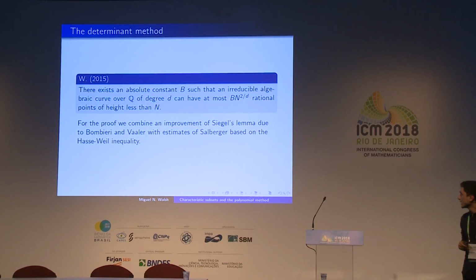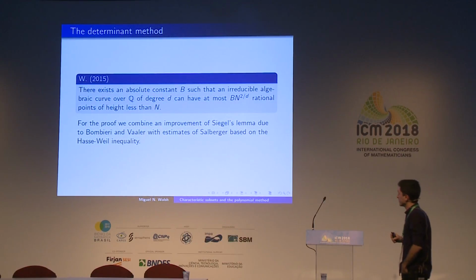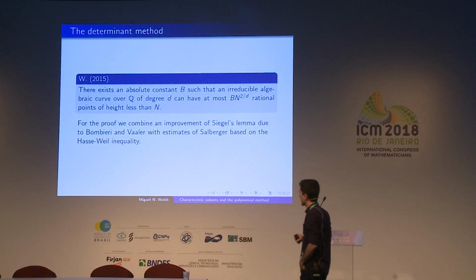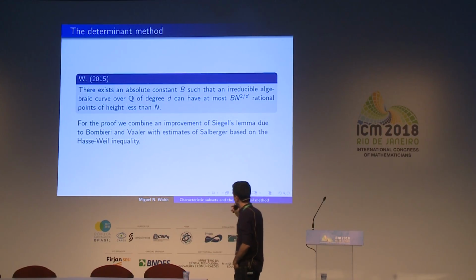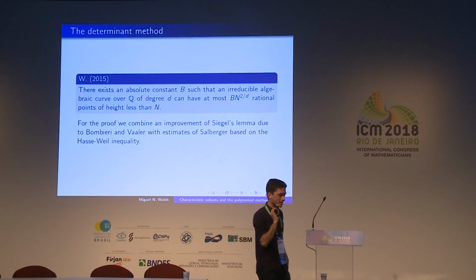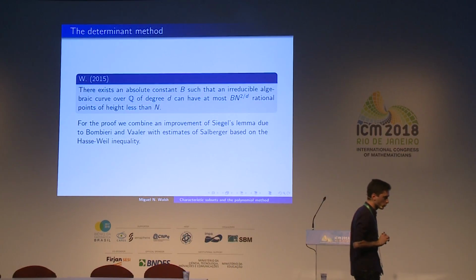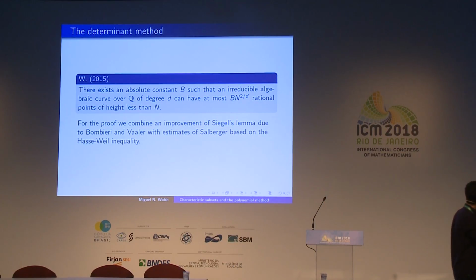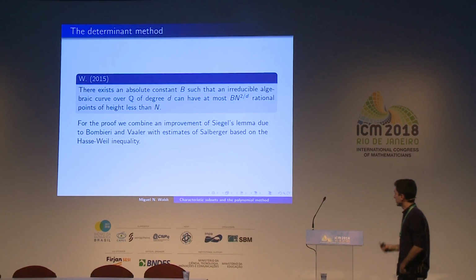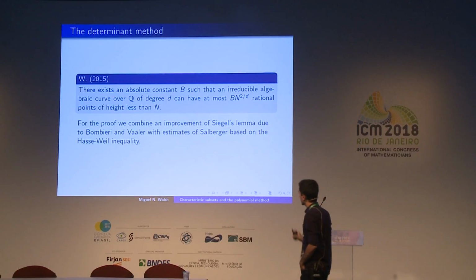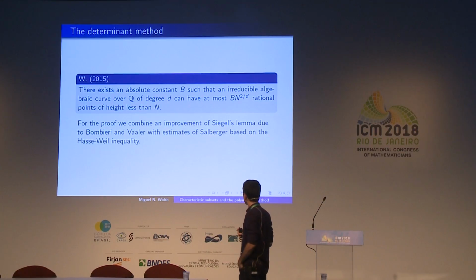For the proof, we combine an improvement of Siegel's lemma due to Bombieri and Vaaler with estimates of Salberger based on the Hasse-Weil inequality. So again, the emphasis is on the use of Siegel's lemma. There is a variation of Siegel's lemma that tells you can get a better dimension counting argument if you have a good bound for certain determinants of the system. Combining that result with good estimates on determinants obtained by Salberger, one can get to results of this form.